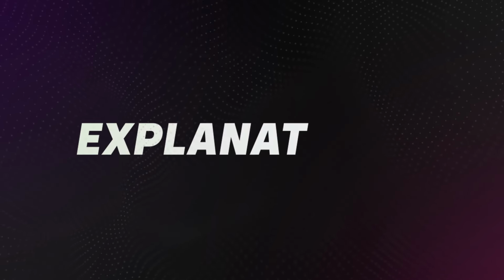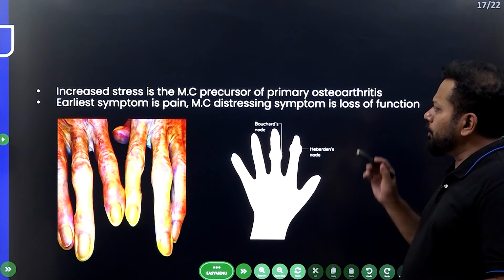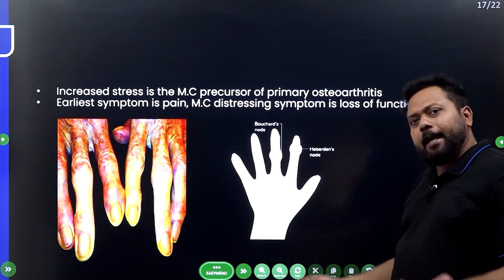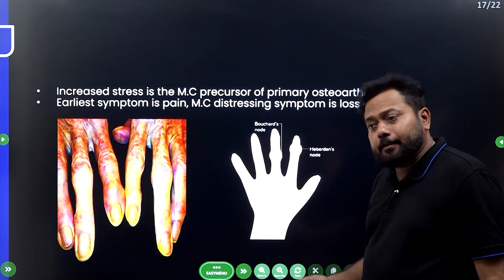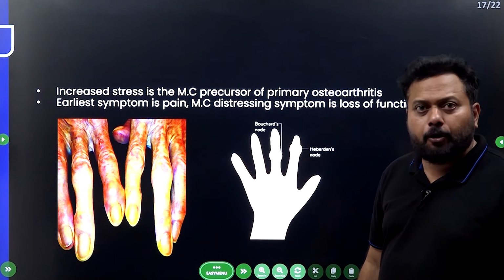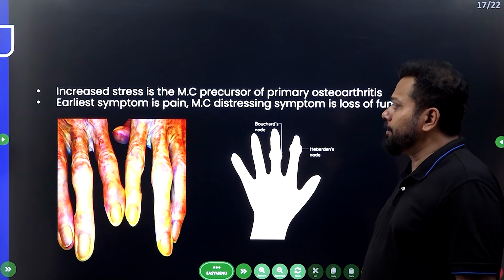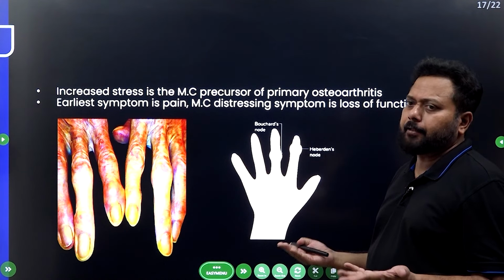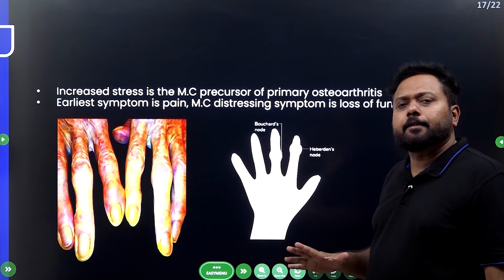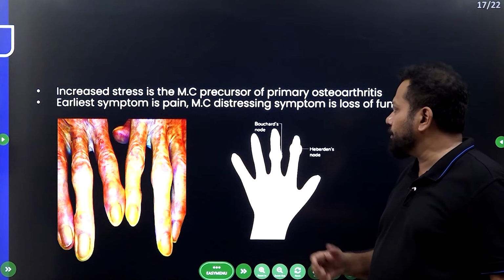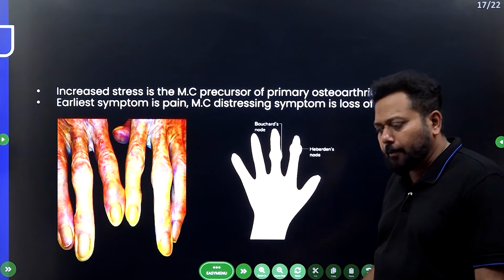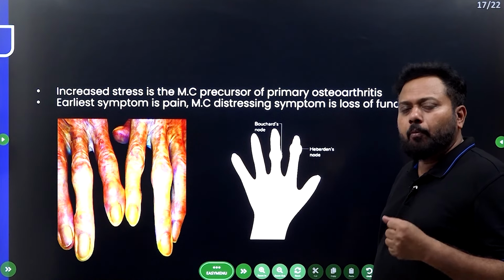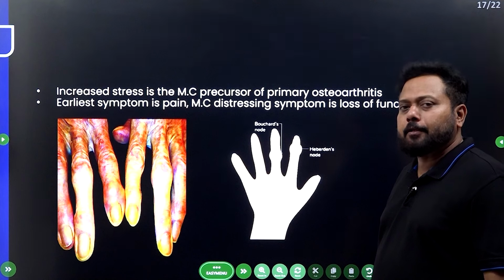Osteoarthritis. Here's the explanation. Increased stress is the most common precursor of primary osteoarthritis. That stress can be because of obesity, or because of overusage of the joint. So increased stress is the most common cause. The earliest symptom, everyone knows, is pain, and the most distressing symptom is loss of function. The joint is not able to flex or extend. What is the use of a joint? So the earliest symptom is pain, and the most distressing symptom is loss of function.